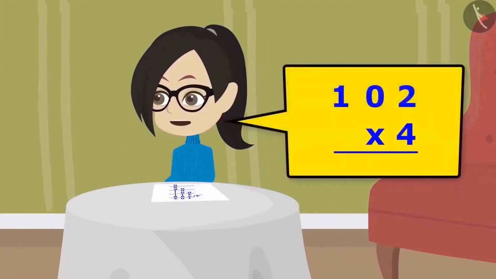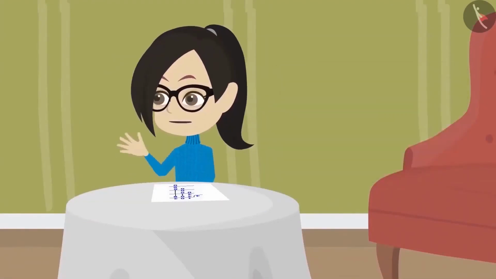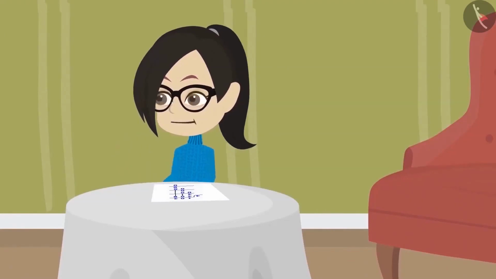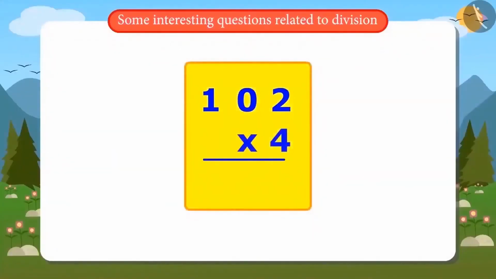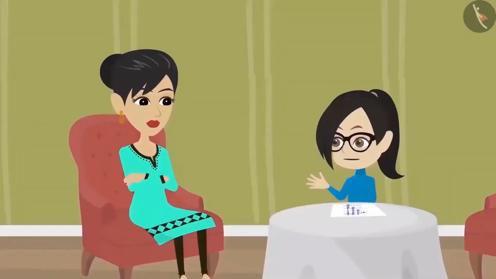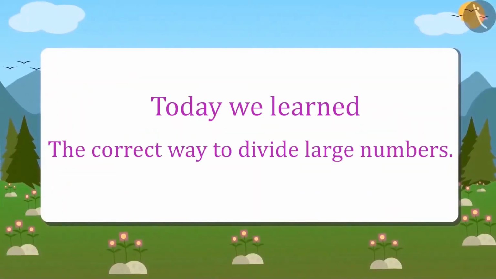I will multiply 102 by 4. If the answer comes to be 408, then the division is correct. Yes. To multiply 102 by 4, I will write it like this. And now I will multiply. The answer came 408. That means I divided it correctly. Today we learned what is the correct way of dividing large numbers.